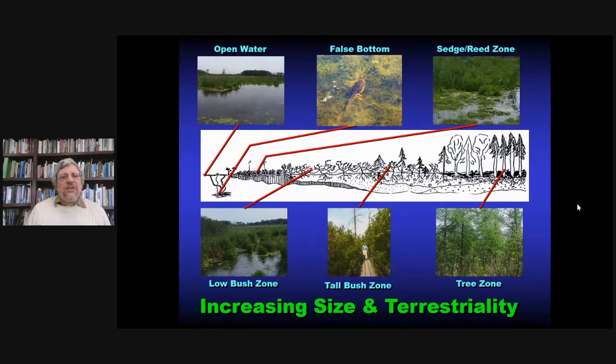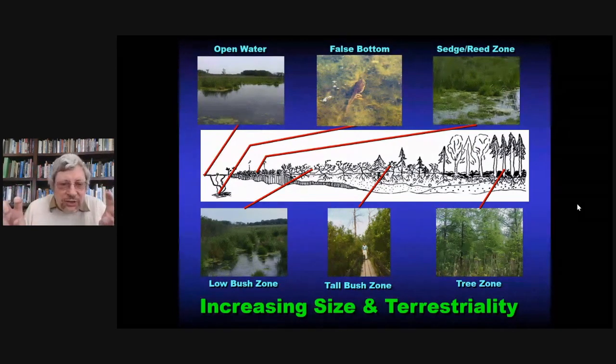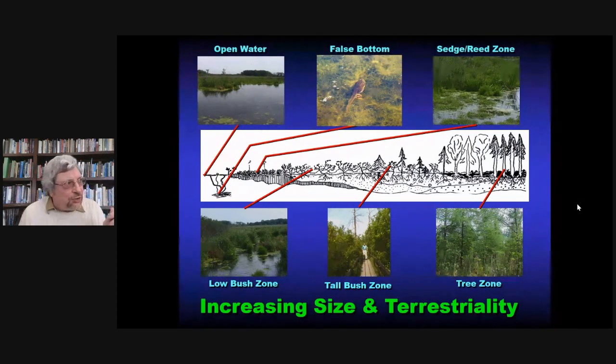And one thing I remembered from my experience on the bog is that as you're moving from the open water to the forest, the plants are definitely getting bigger, taller as you go along, and the plants are more, I'm going to say, terrestrial. They have more of those features that allow them to exist independently of standing water.